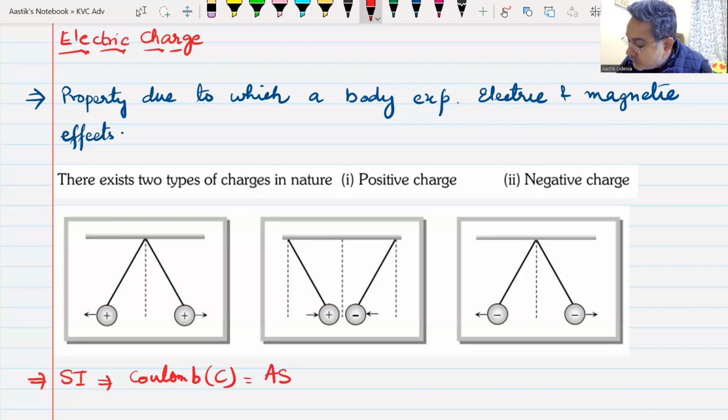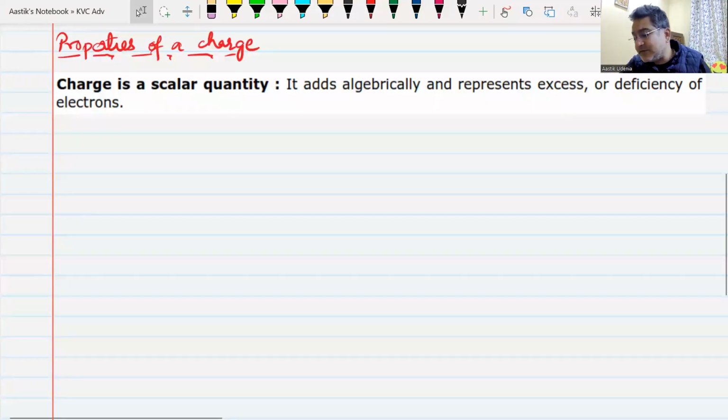Then we move on to the basic properties of a charge. Charge is a scalar quantity. You can add them, subtract them, just like numbers.